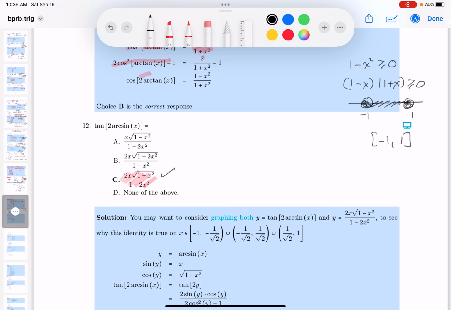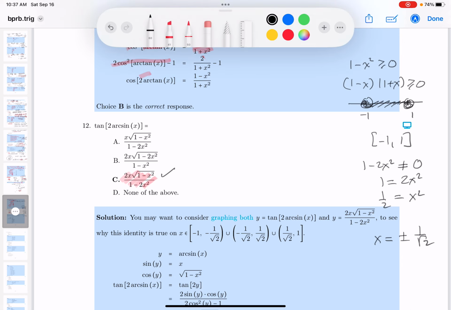Now, on the bottom, I've got trouble. I know that 1 minus 2x squared cannot be equal to 0. So this would mean 1 equals 2x squared. What do you get over there? x squared equals 1 over 2, and x would equal plus or minus 1 over the root of 2.